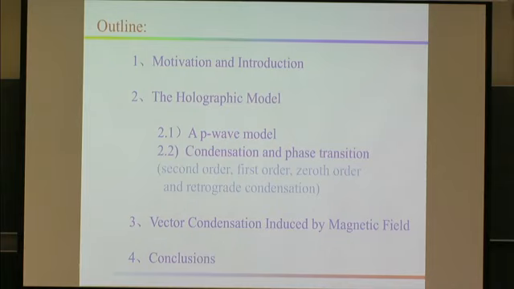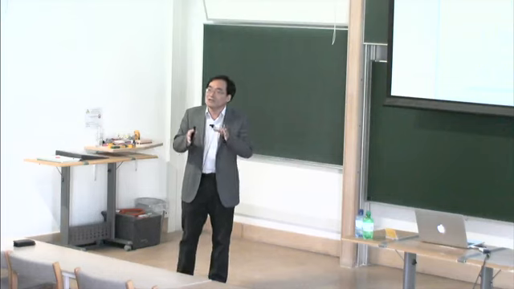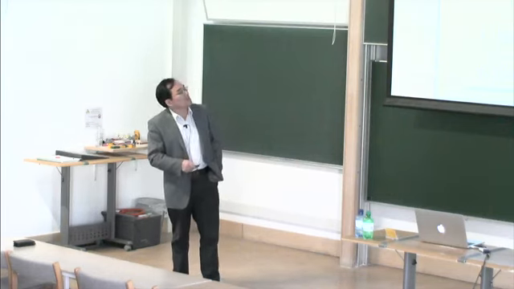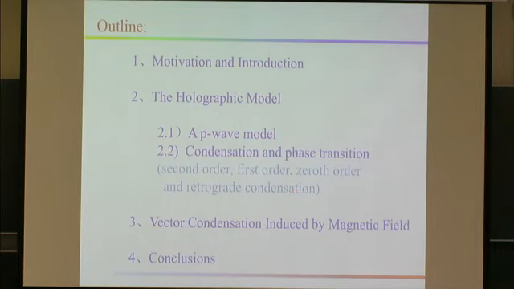In the third part, in the traditional superconductor model, the magnetic fields usually destroy the superconductivity. However, in our model, the vector condensation could be induced by the applied magnetic fields. This is mainly due to a non-minimal coupling between the vector and the background magnetic fields. That is the conclusion.